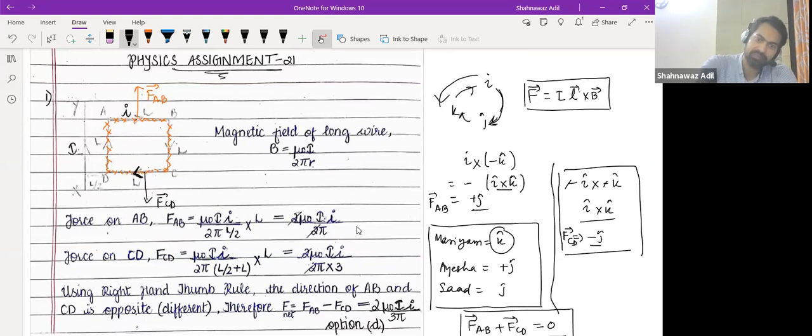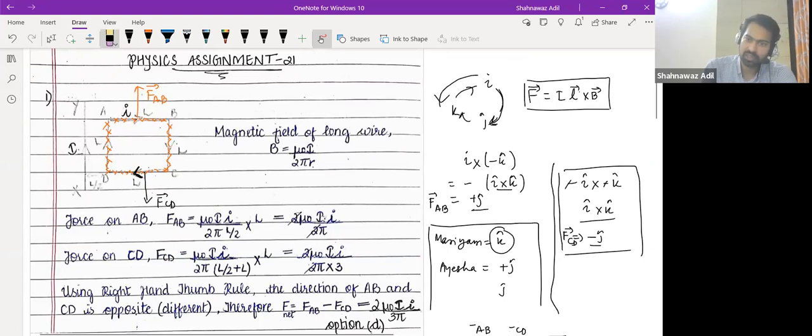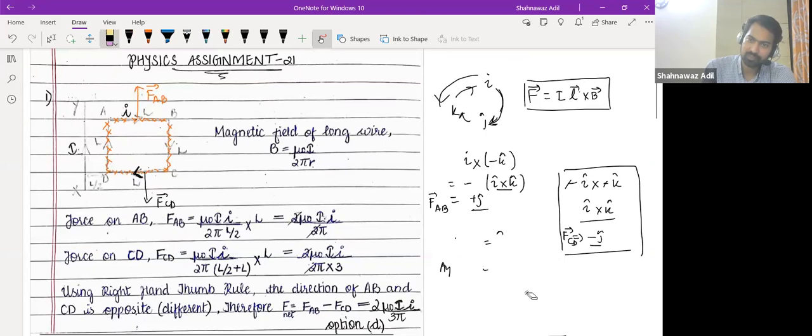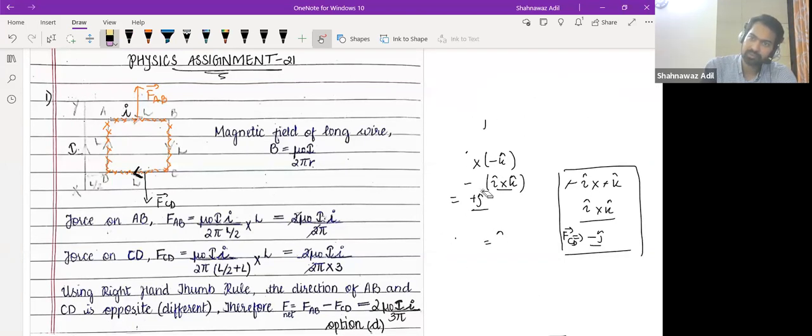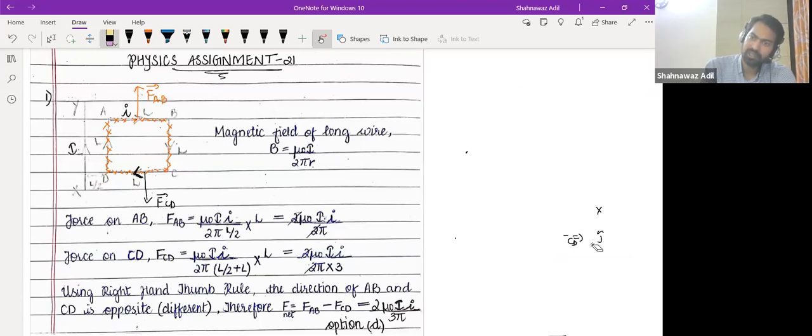Okay, Aisha. Only the AD part and BC part will contribute. So the question was, what is the force on this current carrying loop?